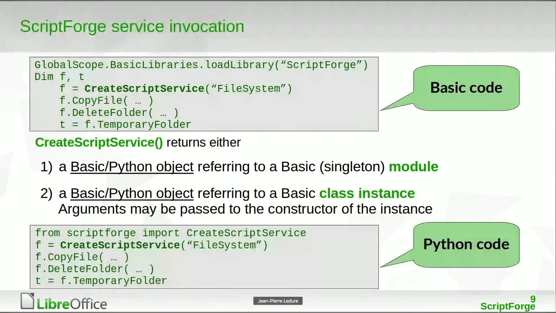Well, everything starts from the already described CreateScriptService function, in Basic or Python, same syntax. An object is returned. On that object, apply methods and properties. So writing user scripts is very easy. You have here a comparison of CopyFile and DeleteFolder methods on the same FileSystem service that is proposed in the API.